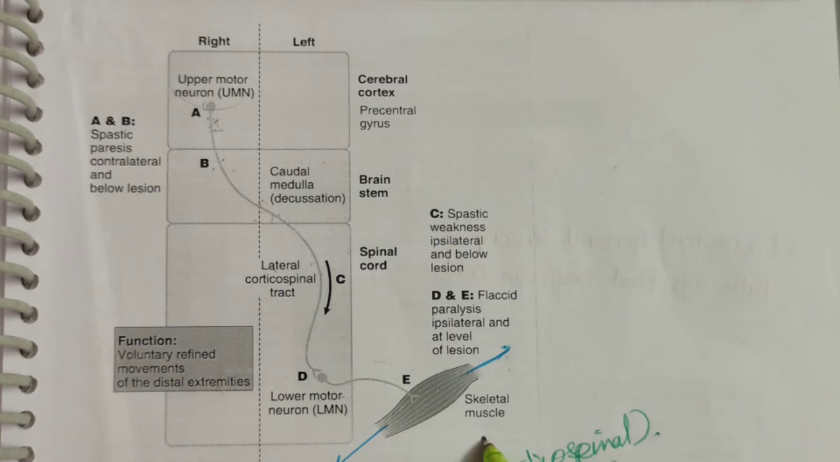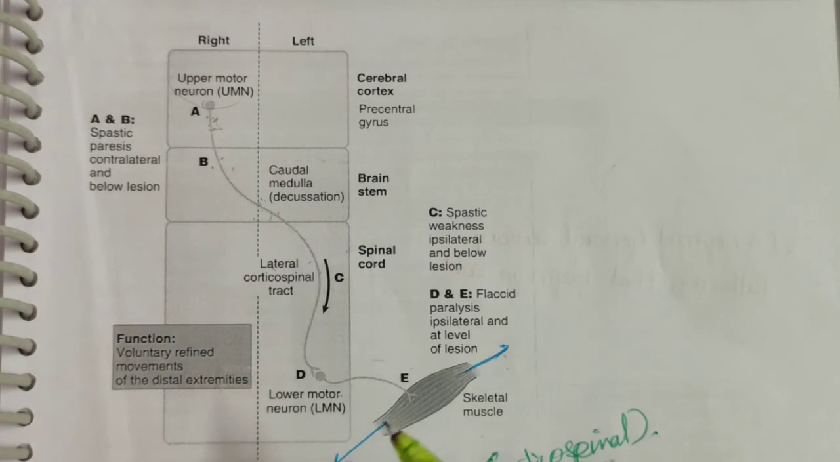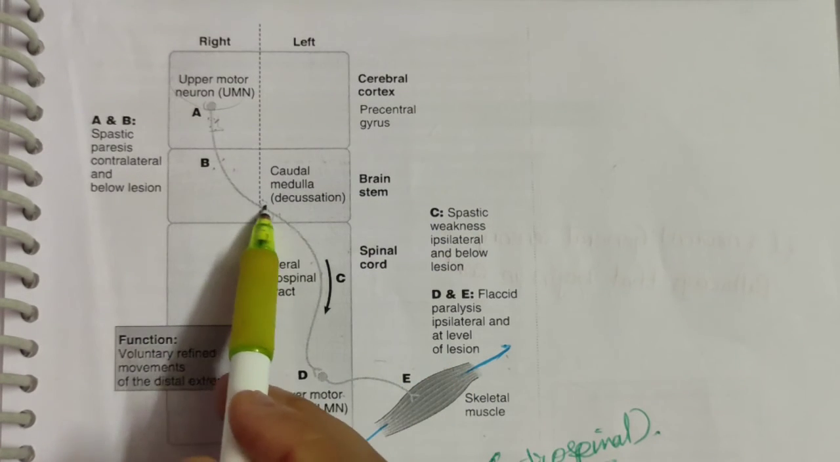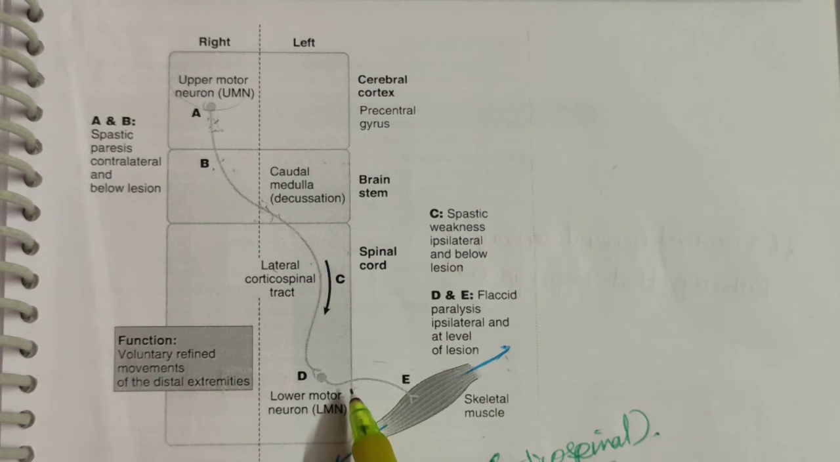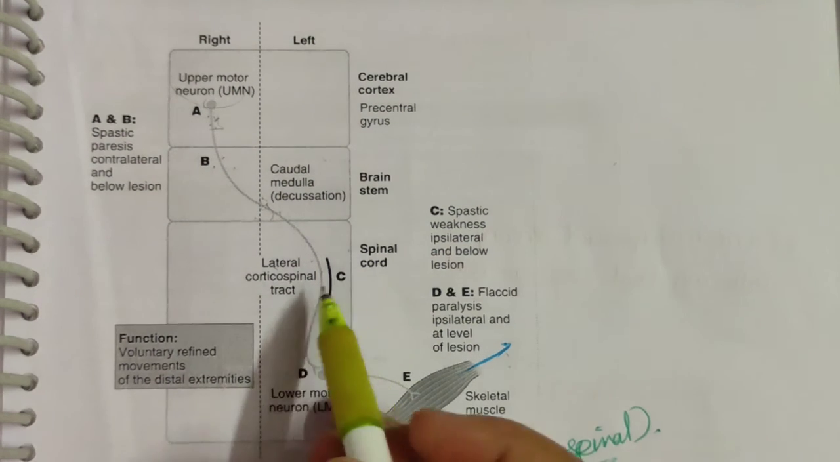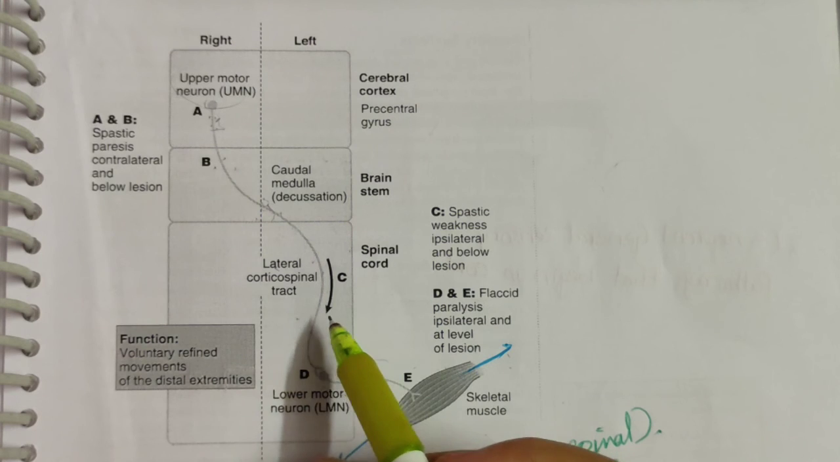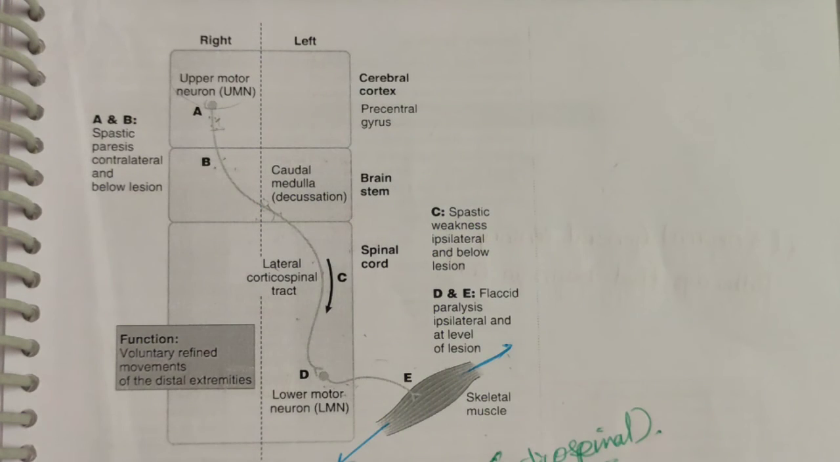So the things to remember are that if the lesion occurs at the lower motor neuron, after the pyramidal decussation, everything is ipsilateral. Before that, it is contralateral. So crossing here changes everything. If it takes place in the lower motor neuron, it is at the level of the lesion. If in the upper motor neuron, it is below the lesion. So those are the things you should keep in mind.